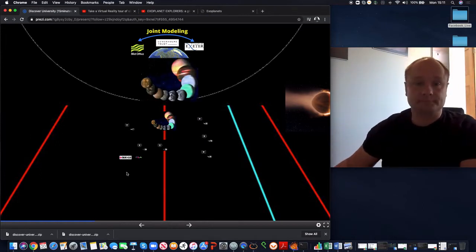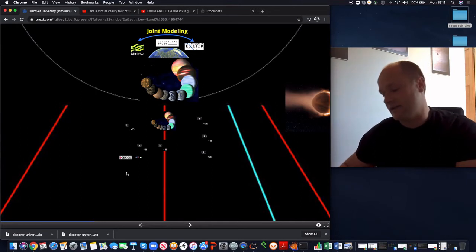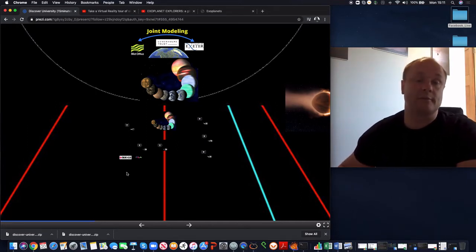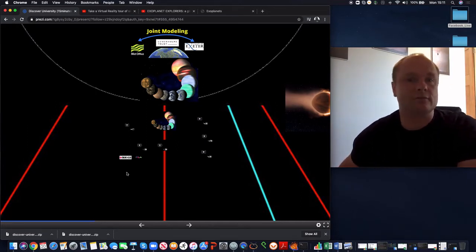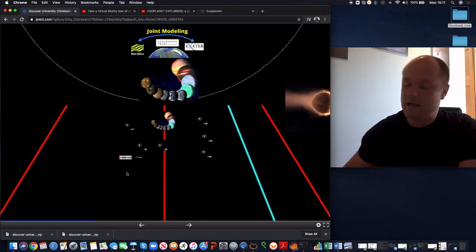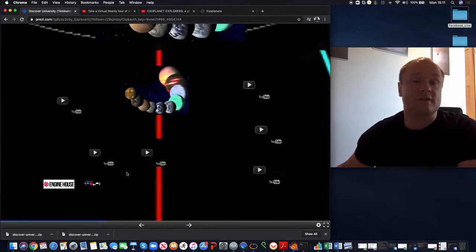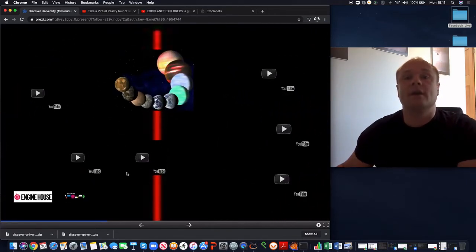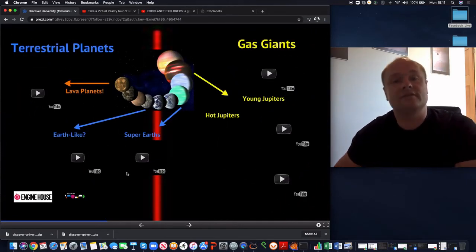Okay, so what we've discovered through this modelling and these observations is the first thing to take home, I suppose, from exoplanets: it really is a zoo. There are so many different types of exoplanets out there, a staggering number, and that's just in the 4,000 we've discovered so far.